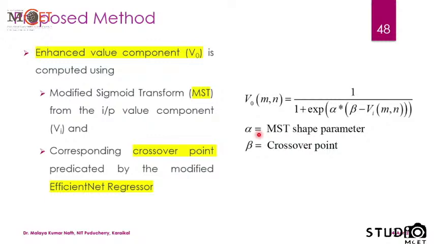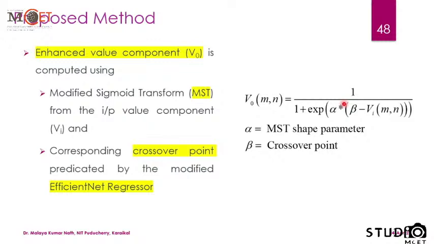So this is called a stretching operation, and this stretching operation will make the black pixel more black and the white pixel more white. This can be performed by this MST shape parameter. That means this modified, why is it called modified? Because we are introducing one alpha parameter here, equal to alpha. Depending upon the value of alpha, the black pixels will become more black and the white pixels will become more white.